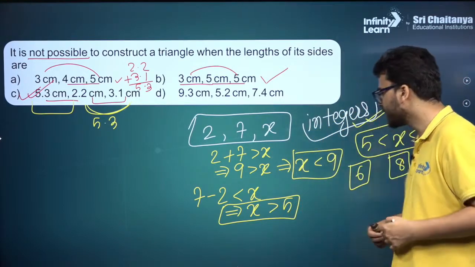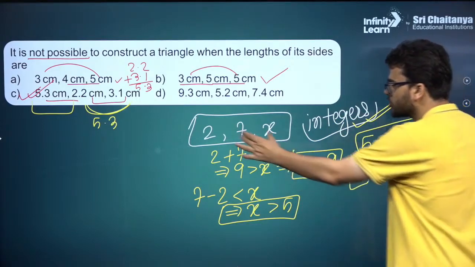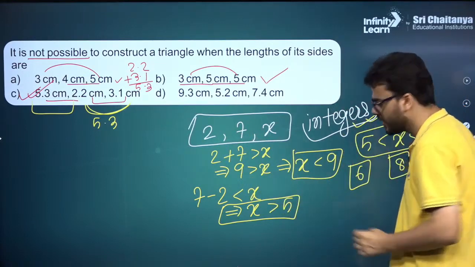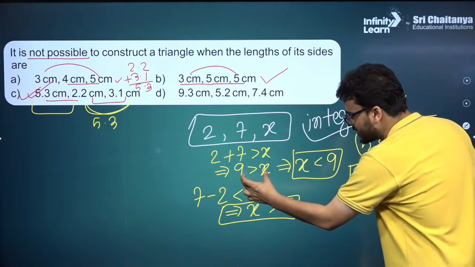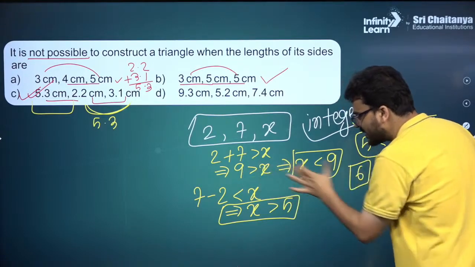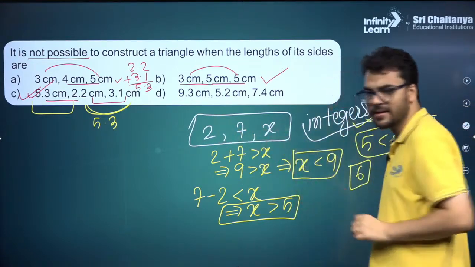Bimla, over here, see, the sum of the lengths of two sides is greater than the third side. So 2 plus 7 is greater than x. So I can write 9 is greater than x. I can say x is smaller than 9. So they are the same thing. Correct, Bimla?